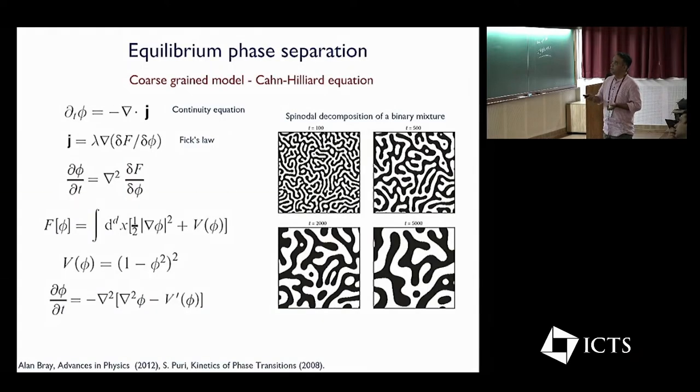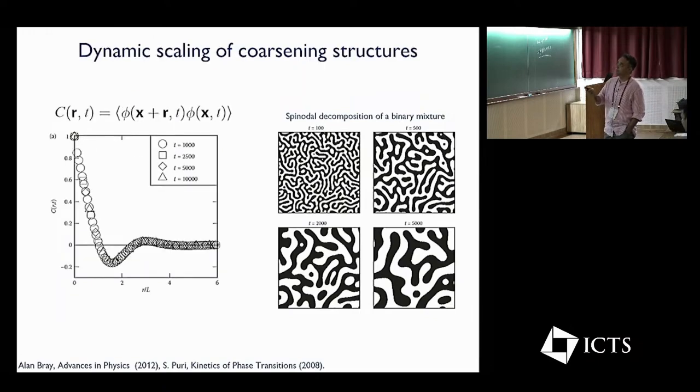Once again, we know very well how to describe phase separation in equilibrium systems. I'll not go into the details, but there is something called model B or the Cahn-Hilliard equation. These are continuum equations, and we can describe them. And then there is something called dynamic scaling.